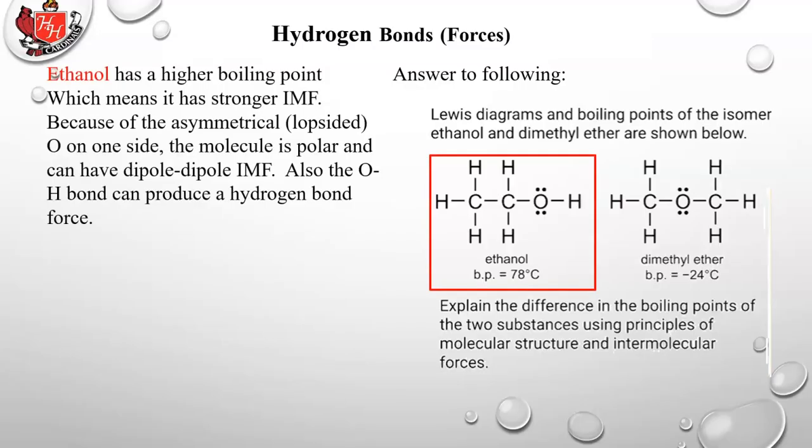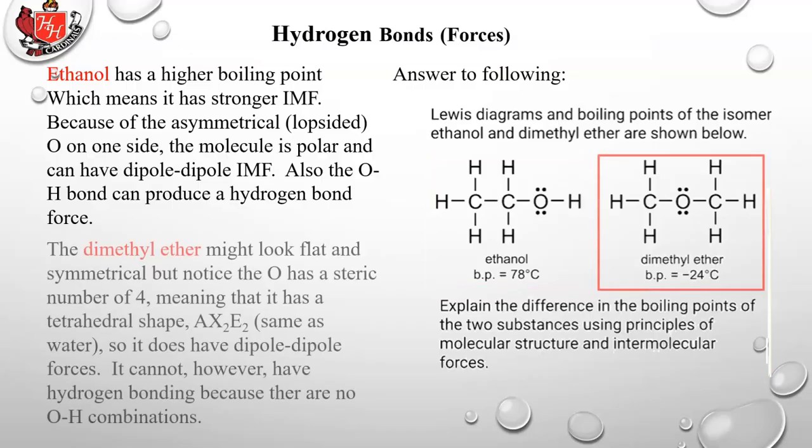Ethanol has a higher boiling point, which means it has stronger intermolecular forces because of the asymmetrical, lopsided oxygen on one side. The molecule is polar and can have dipole-dipole intermolecular forces. Also, the oxygen-hydrogen bond can produce a hydrogen bond. Okay? Now, let's look at the dimethyl ether. Dimethyl ether might look flat and symmetrical, but notice the oxygen has a steric number of 4, meaning that it has a tetrahedral domain geometry, and it has an AX notation of AX2E2.